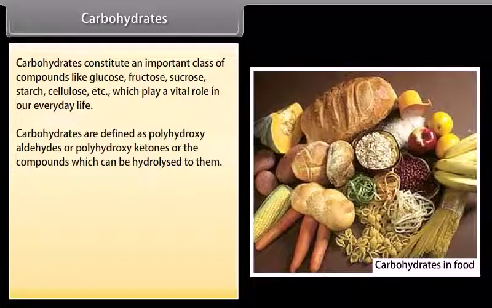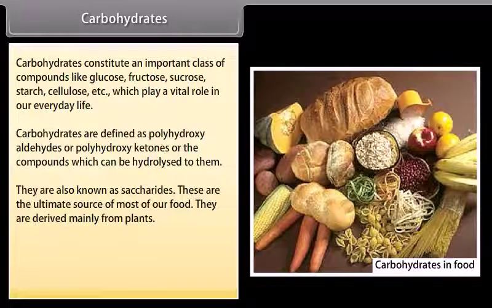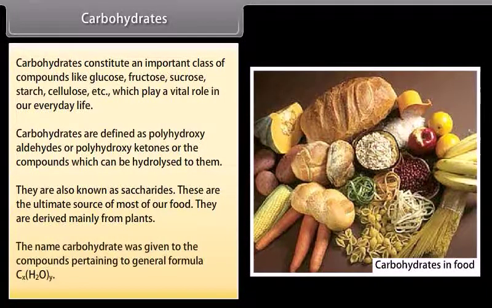Carbohydrates are defined as polyhydroxyaldehydes or polyhydroxyketones, or the compounds which can be hydrolyzed to them. They are also known as saccharides. These are the ultimate source of most of our food. They are derived mainly from plants. The name carbohydrate was given to the compounds pertaining to general formula CxH2yOy.